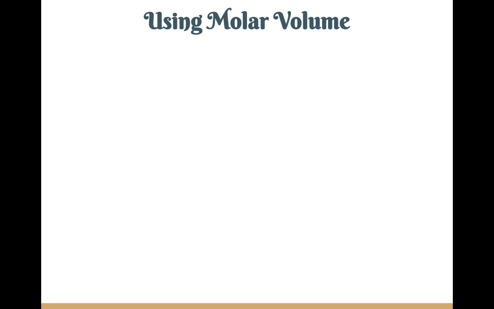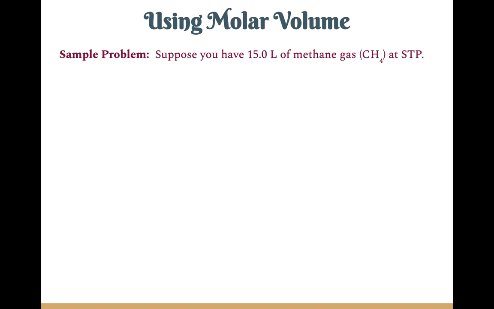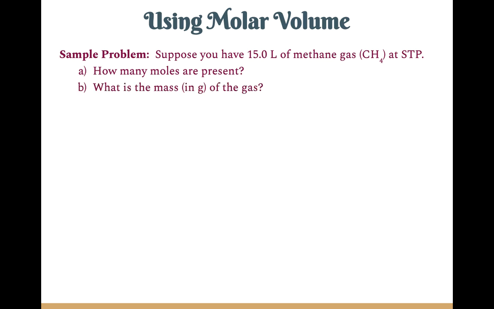So now let's talk about how we can use molar volume, particularly when we have STP and SATP conditions. So suppose you've got 15 liters of methane gas at STP. You could answer a variety of questions here. You could figure out how many moles are present. You could figure out what is the mass of the gas, and you could figure out how many molecules of gas are present. So let's do those individually.